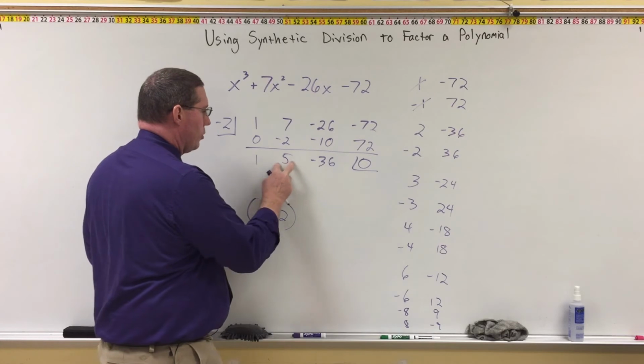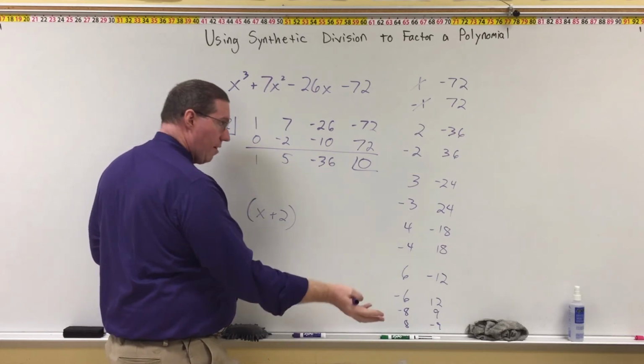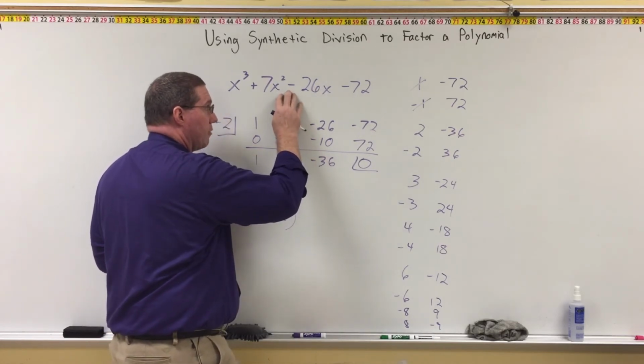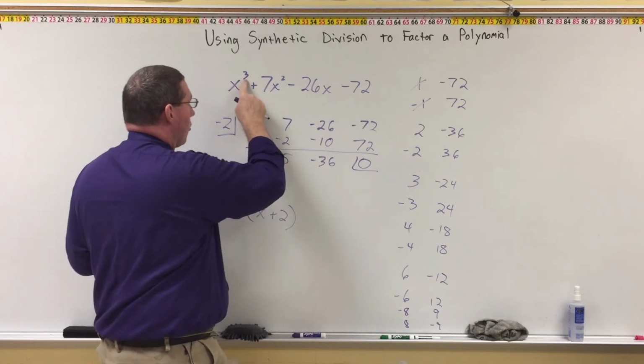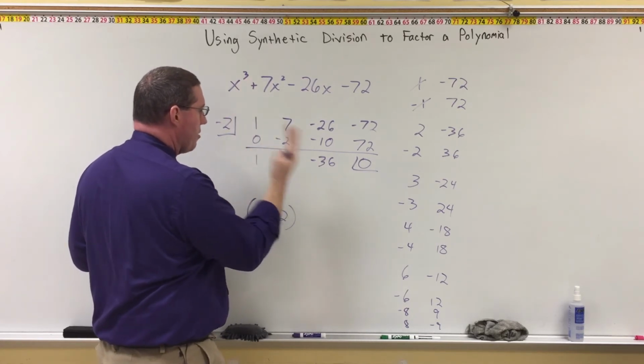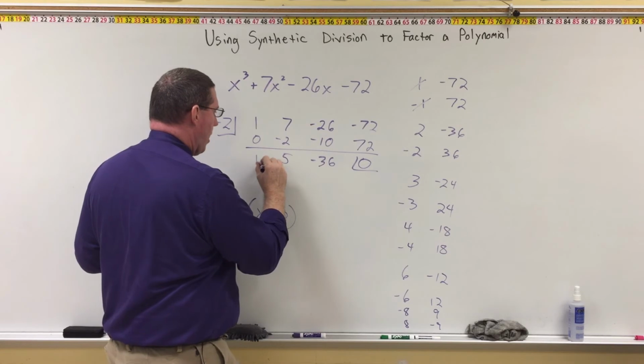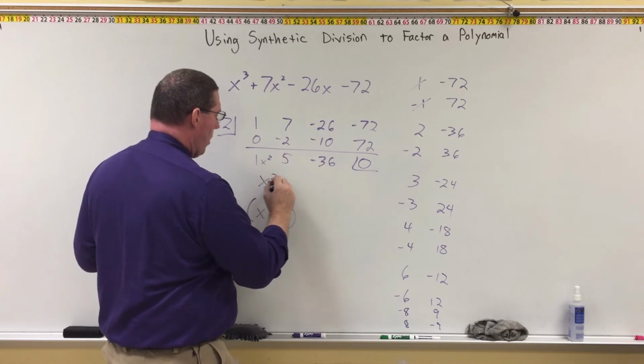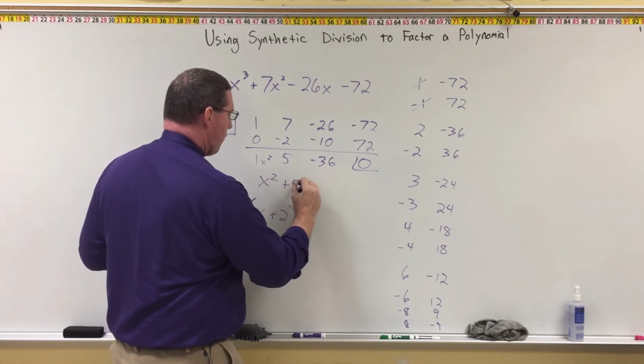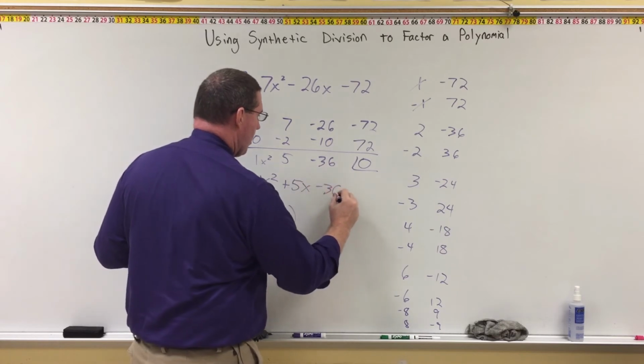And now these numbers down here represent what's left over of the factor, the other factor in this cubic polynomial. It started off as third power, this one's going to be second power: 1x to the second power, which means x squared. Positive 5 means plus 5x, minus 36.